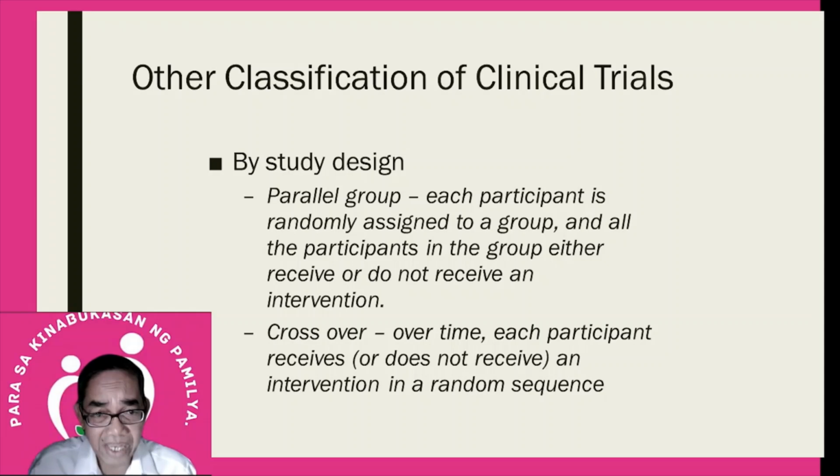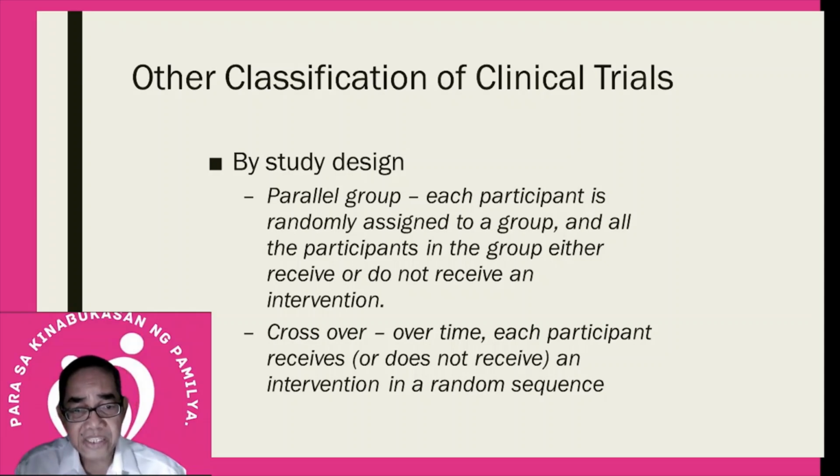Now, another classification by study design: we have what we call the parallel group. This is very much like a randomized controlled trial where each participant is randomly assigned to a group. All participants in the group will either receive or will not receive the intervention. That's actually the randomized controlled trial. There is also a crossover, meaning over time each participant receives or does not receive an intervention in a random sequence, meaning first we group them into group A and then group B.